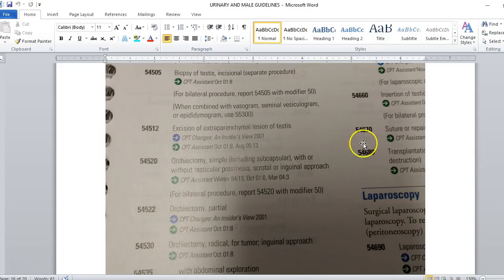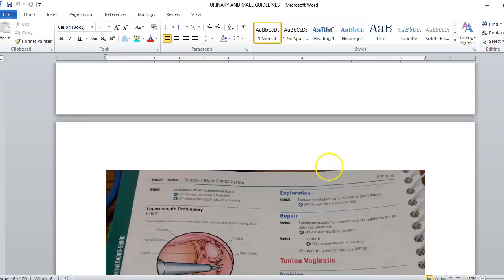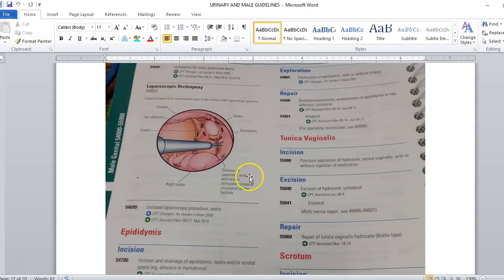And although you can't see it over here very well, code 54660 does talk about the insertion of a prosthetic testis. So we also have prosthetic testes for more of the look. It's not functional, but then you can still have the look if they had to remove a testes due to cancer. We can do open orchiectomies, we can do laparoscopic orchiectomies, and this is a laparoscopic orchiopexy.